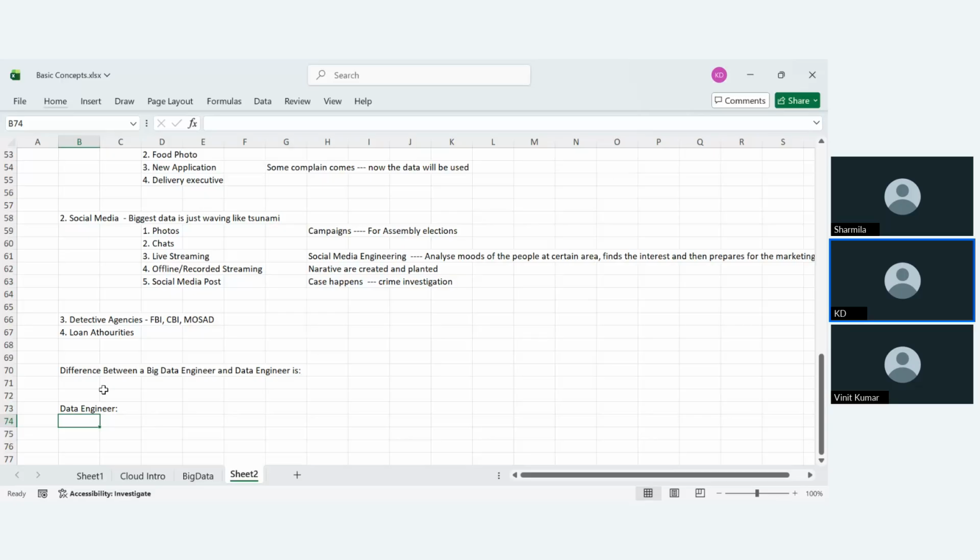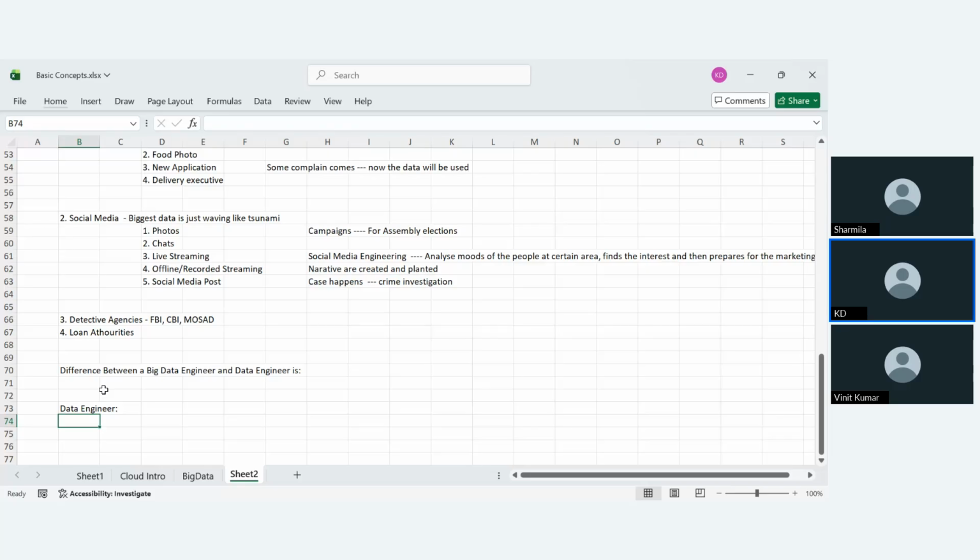So now, how can that massive flood be handled? For that, how to build the specialized dam, how to store the data at a separate point, at that point of time the big data engineer comes. A data engineer and a big data engineer have a basic difference: when the normal flow of data is coming, like on regular days, the data engineer will work.